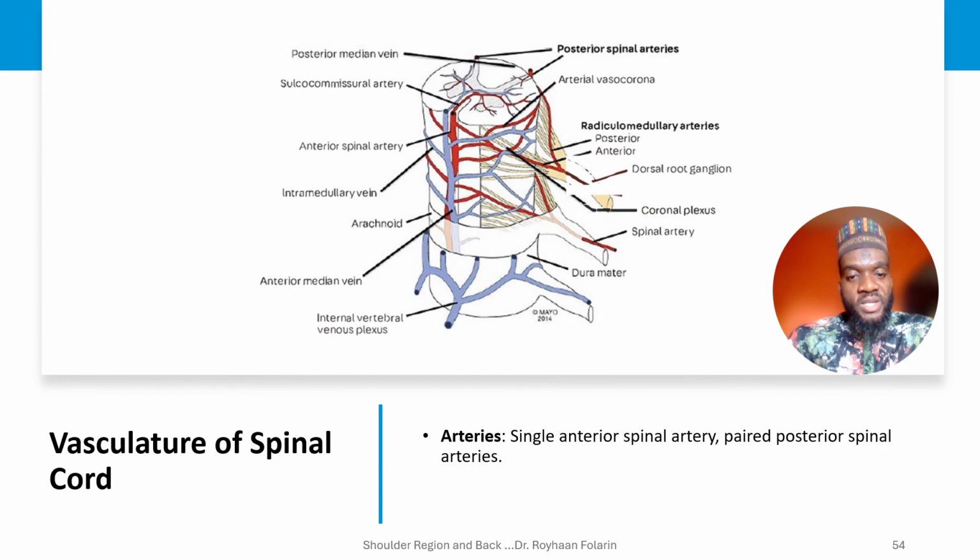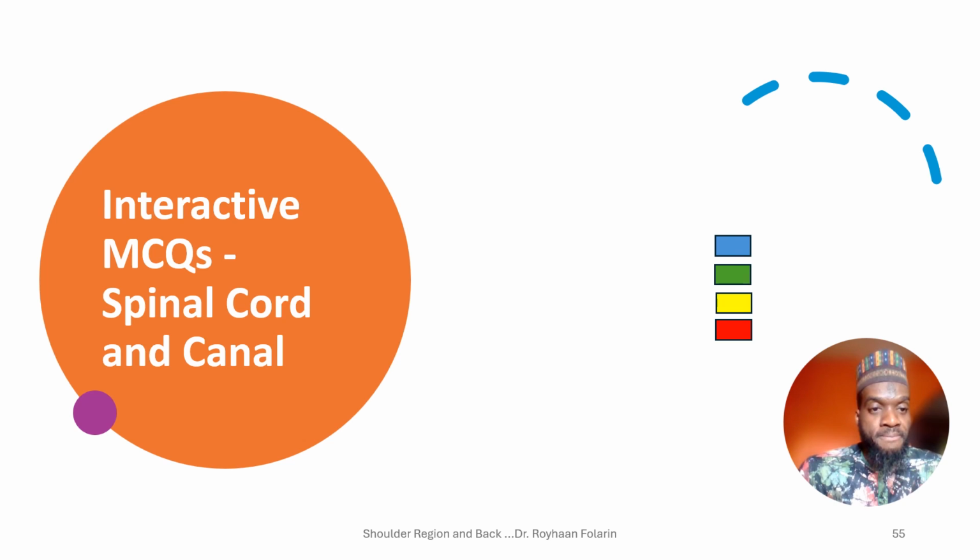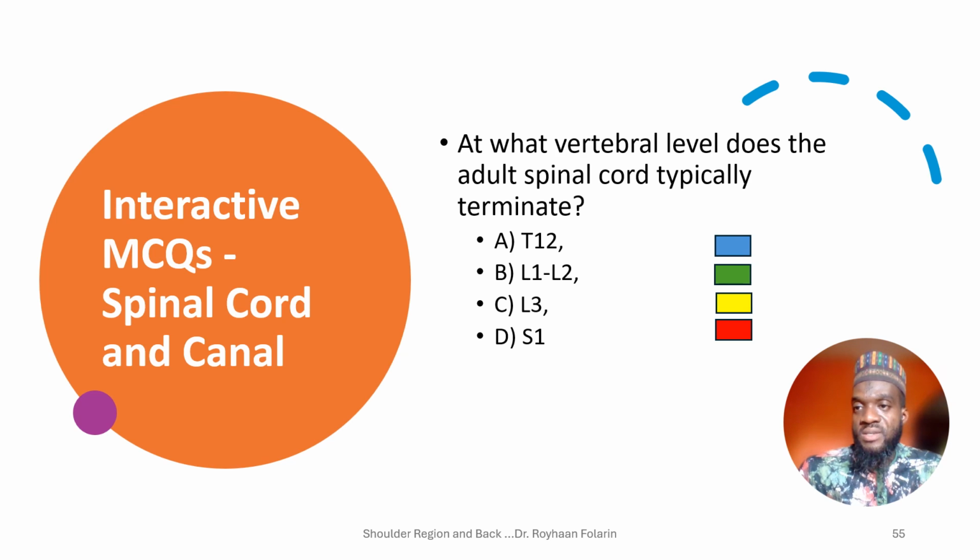So vasculature of the spinal cord also comprises the anterior spinal artery and then the paired posterior spinal arteries. The anterior spinal artery is usually single, while the posterior spinal arteries are usually paired, two of them. And then the veins, you have a spinal venous plexus, which serves as a route for venous return of the blood. So one of our last questions is, at what vertebral level does the adult spinal cord typically terminate?